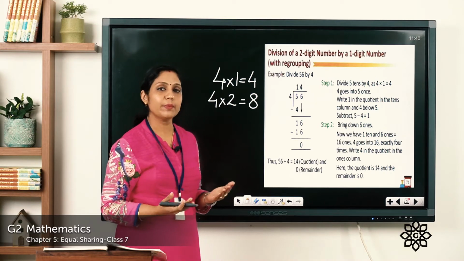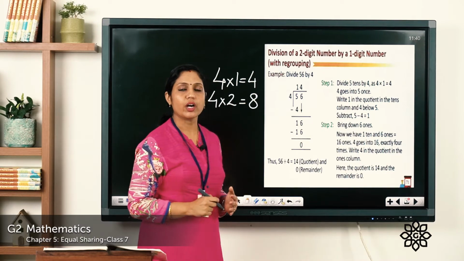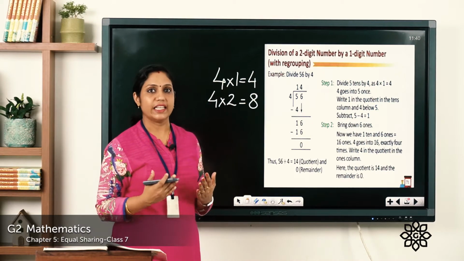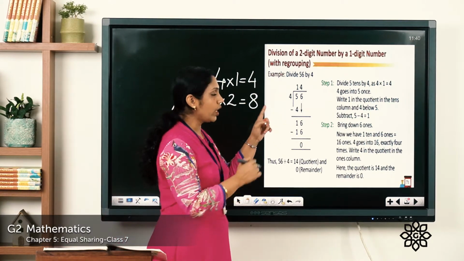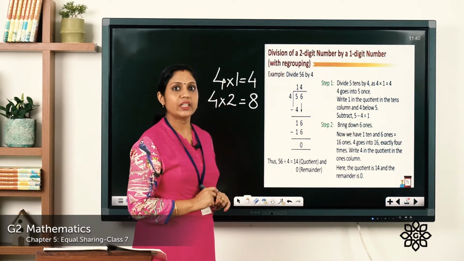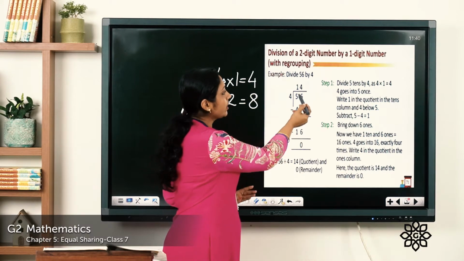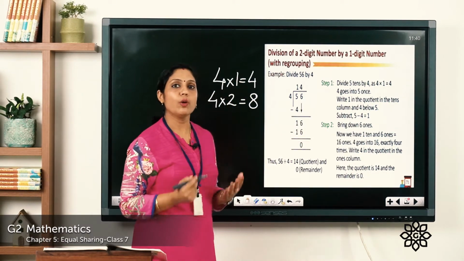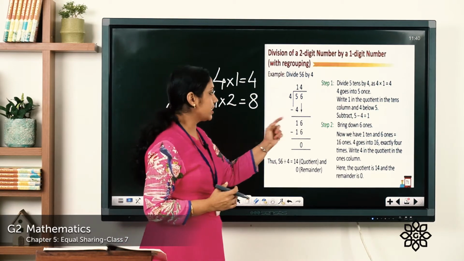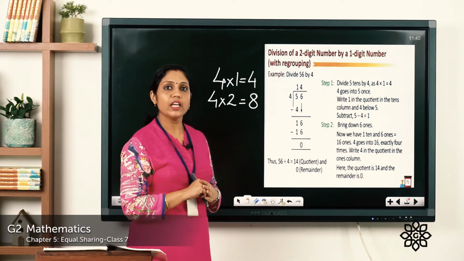And what is the next step? The next step is to subtract. So 5 minus 4. How much is 5 minus 4? It is 1. So write that 1 under 4 itself. So we got the number 1. Next, we have one more number left. So what do we have to do? We need to bring the 6 down also. Now how much have we got? We have got 16. Now we have to see if this 16 is divisible by 4.